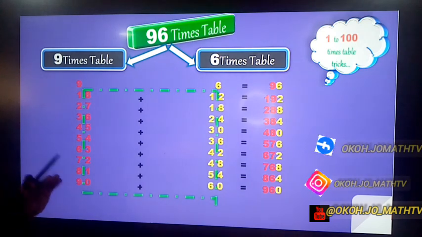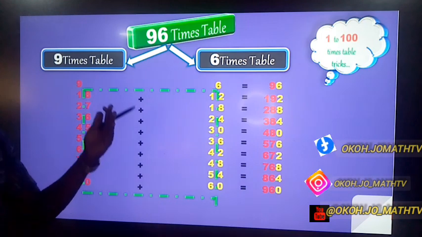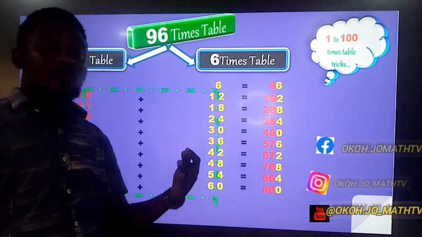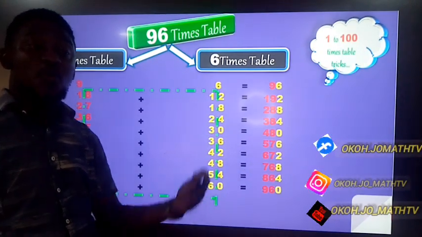So this is a simple way of doing a multiplication from 1 to 100, especially when it is already above 12 times table, which we are more conversant with.